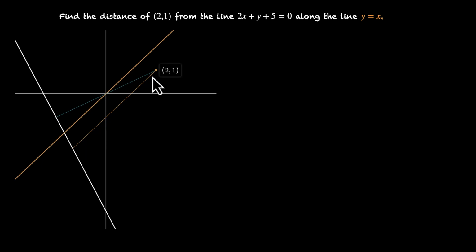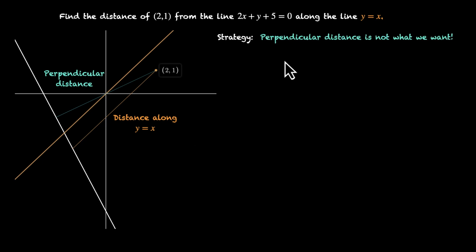So how do we do this? Perpendicular distance is not something that we want, so we can't use the formula for perpendicular distance. We want the distance along the line y = x. What can be our strategy? So here's what we can do. Perpendicular distance is not what we want. We want to move along y = x.